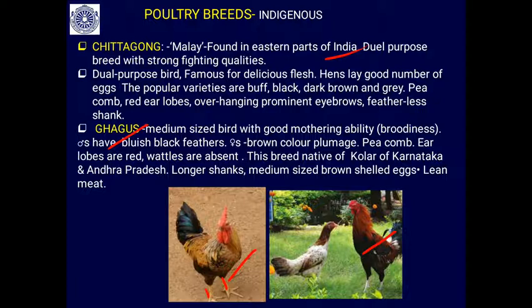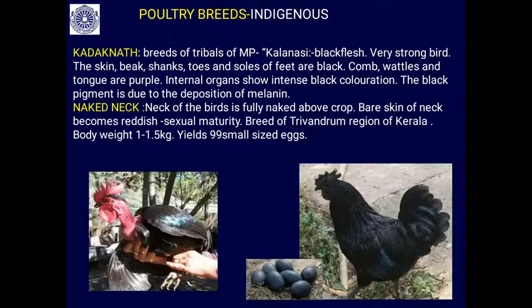This breed is native to Kolar of Karnataka and Andhra Pradesh. They have elongated shanks, medium sized brown shelled eggs, and lean, low fat meat. So these are the advantages of this Desi breed. These Desi breeds are good for backyard poultry, with no investment, and you will get subsidiary income out of this.